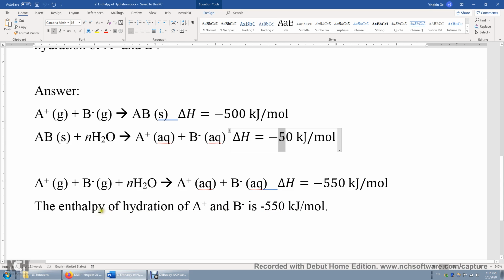Now you may ask, can we actually calculate the enthalpy of hydration of A+ only? That's impossible because we have to dissolve A+ and B- in water together. It's impossible to simply dissolve 1 mole A+ in water without the counter ions.